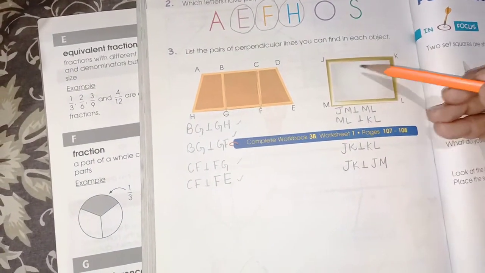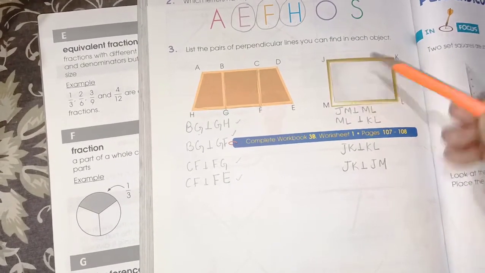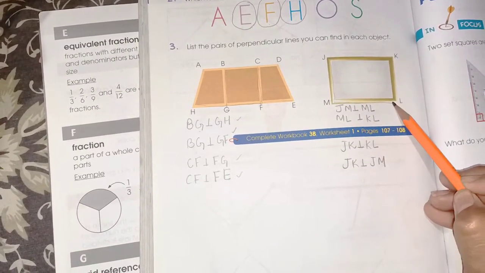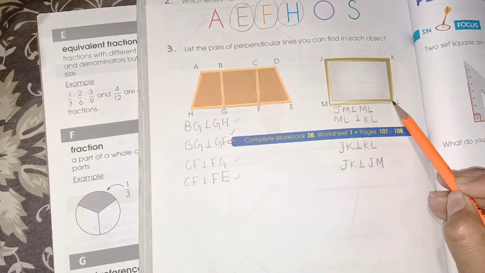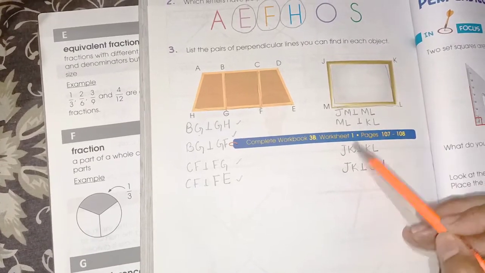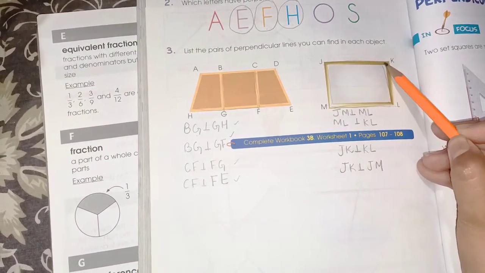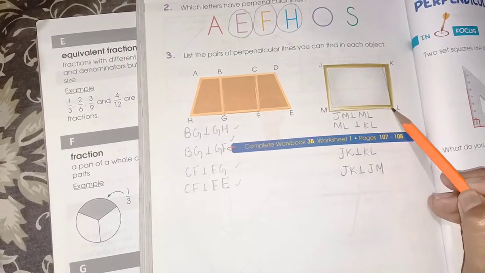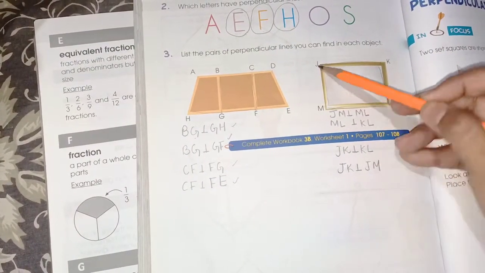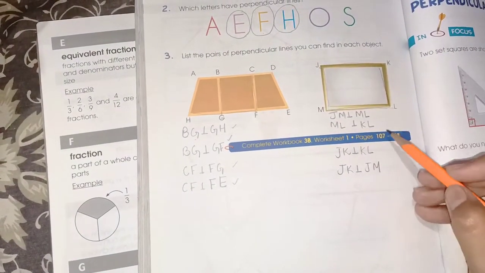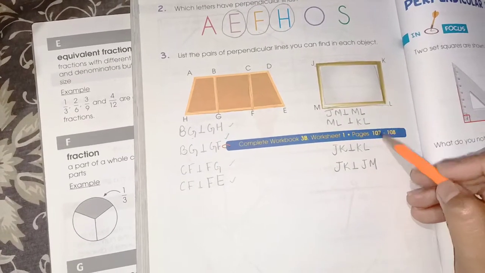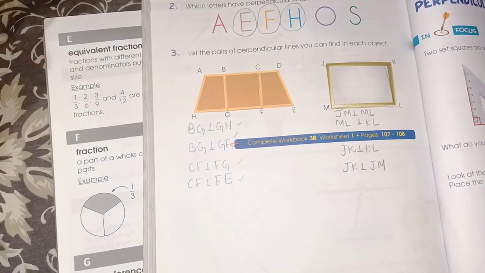Here we have JM making a line with ML, ML making a line with KL, JK making a line with KL, and JK making a line with JM. So these are the four right angles of perpendicular lines.